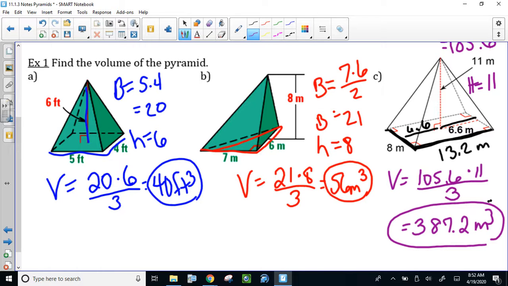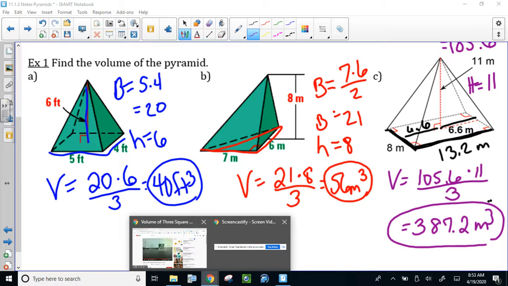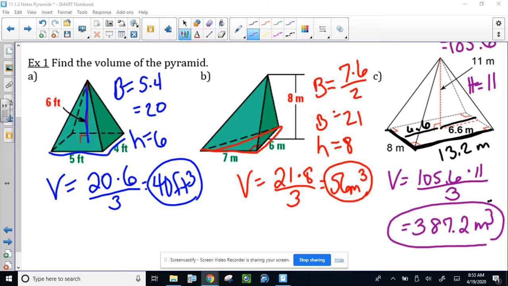I've got one more video. I'm going to come back and show you some information about what if we don't have the height or if we don't have a measurement. So how could we find the rest of this? So if you're needing help on that, come on back and we'll go through that in just a minute.